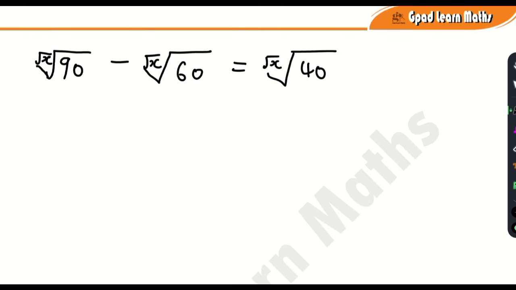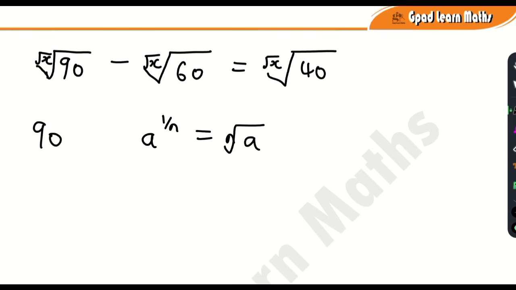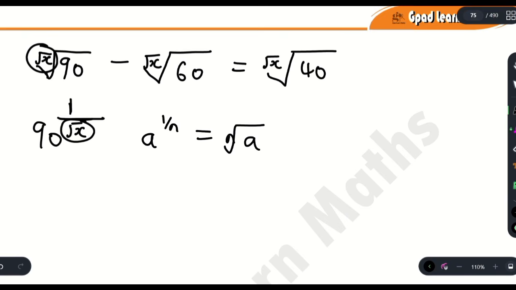That's easy. See, I want you to know from one of the laws of indices, if you have a raised by 1 over n, this can be expressed as what? The nth root of what? A. So in the same vein, if I want to express this in this form, using this law of indices, I am going to say 90 raised to the power of what? 1 over root x. The root x is from here. Why this 1 over is from the root already with 90, this root here. Okay? So that is exactly what we're going to do first of all.